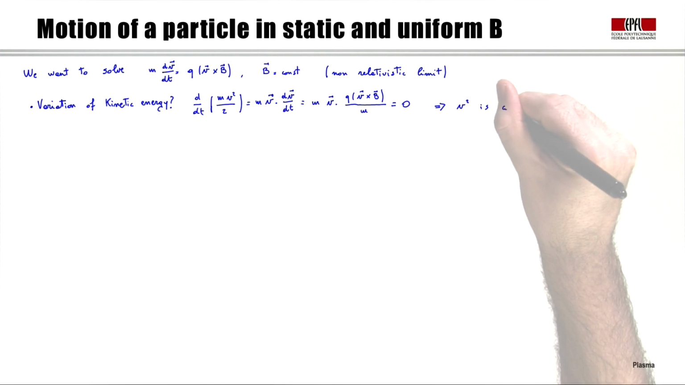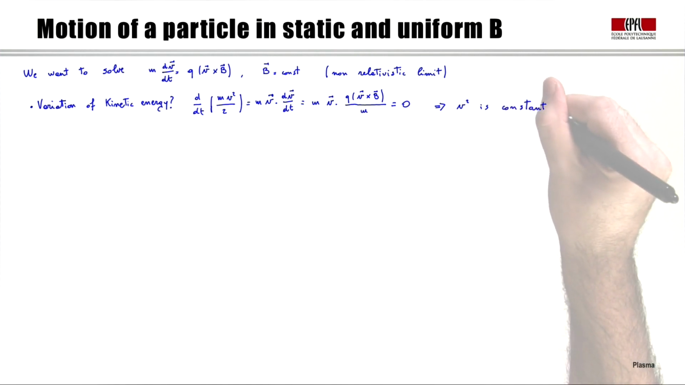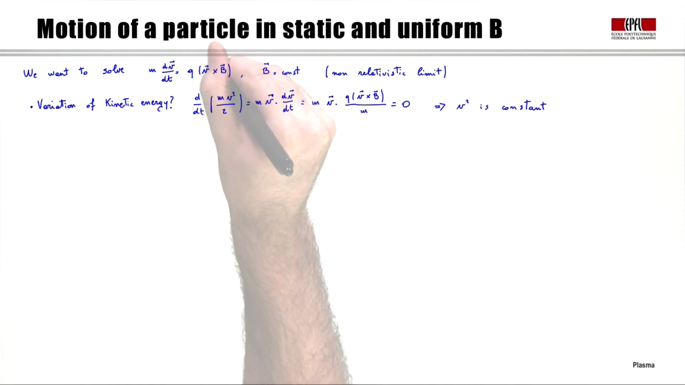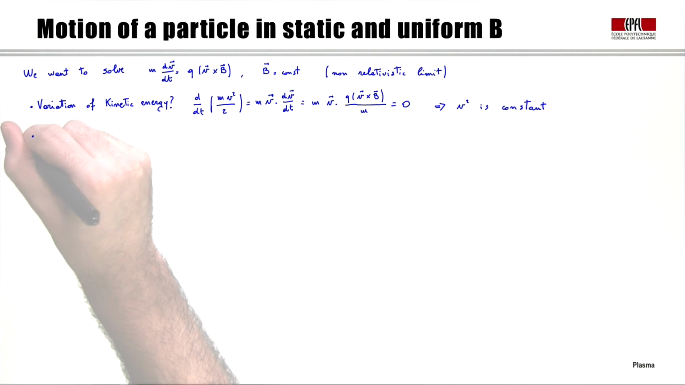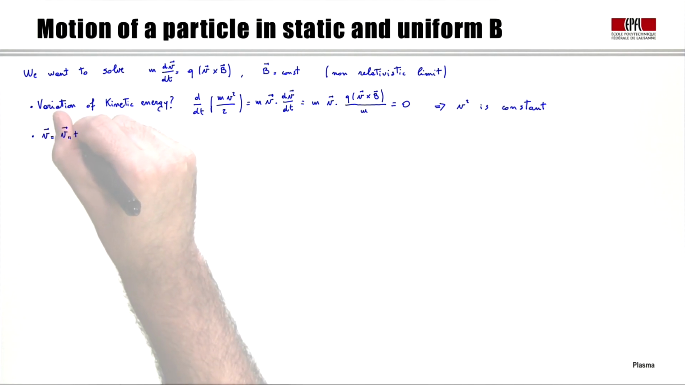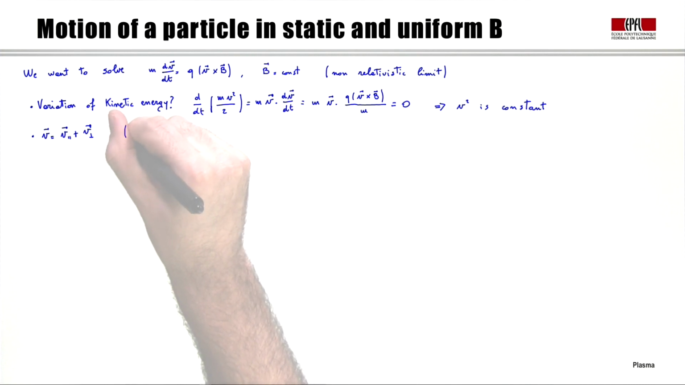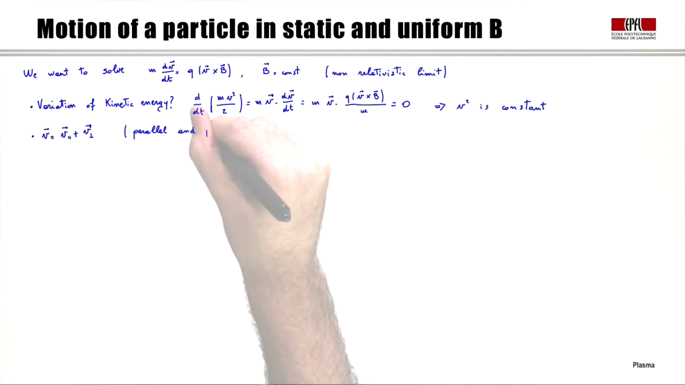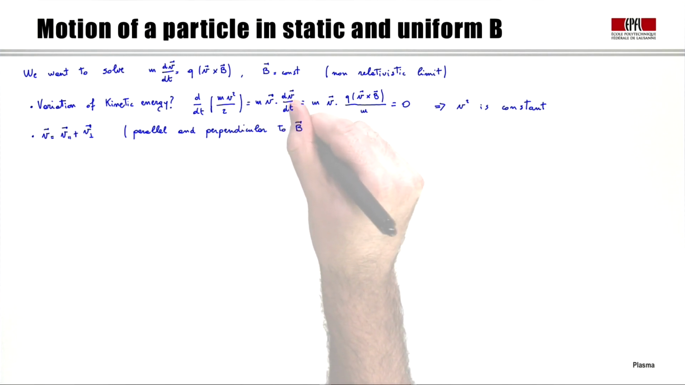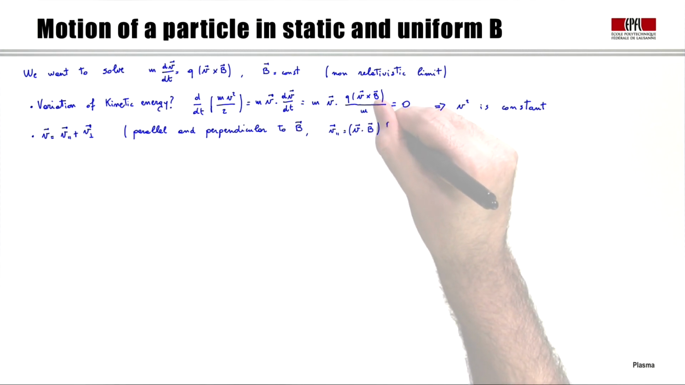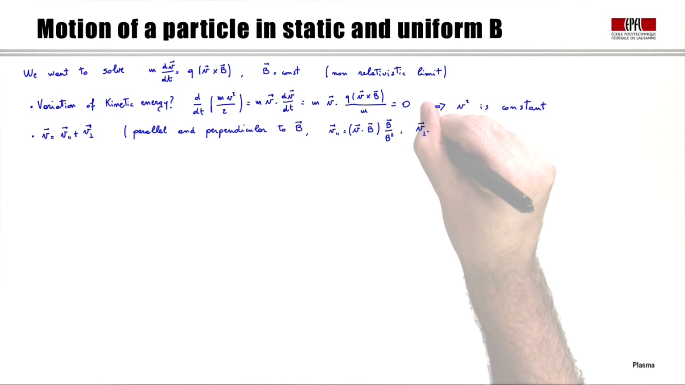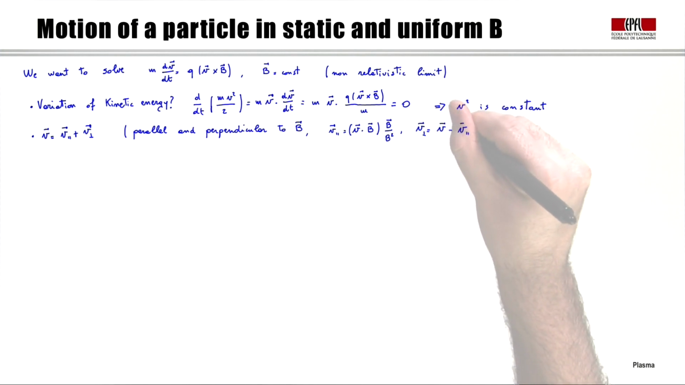which means that v squared is constant. The second thing that we have to notice is that the direction parallel to the magnetic field and the one perpendicular to it are quite different. It's useful to decompose the velocity as the sum of a parallel and a perpendicular component, parallel and perpendicular to B. That is, v parallel is defined as the projection of v along B, taking into account the direction of B, and v perp is equal to v minus the v parallel component.